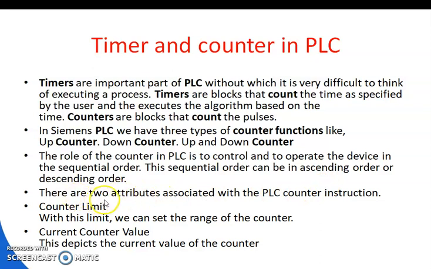There are two attributes associated with the PLC counter instruction. Counter limit. With this limit we can set the range of the counter. Next one, the current counter value. This depicts the current value of the counter.